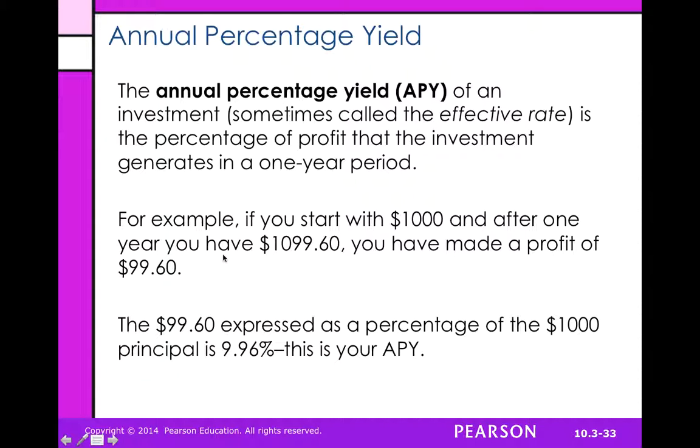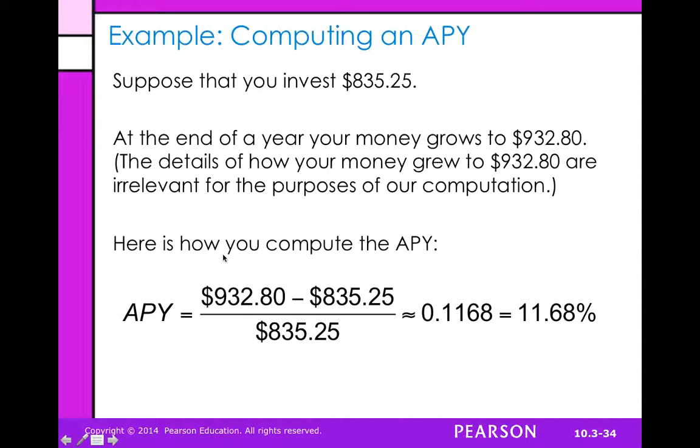So after a one-year term. Suppose you invest $835.25. At the end of a year, your money has grown to $932.80.